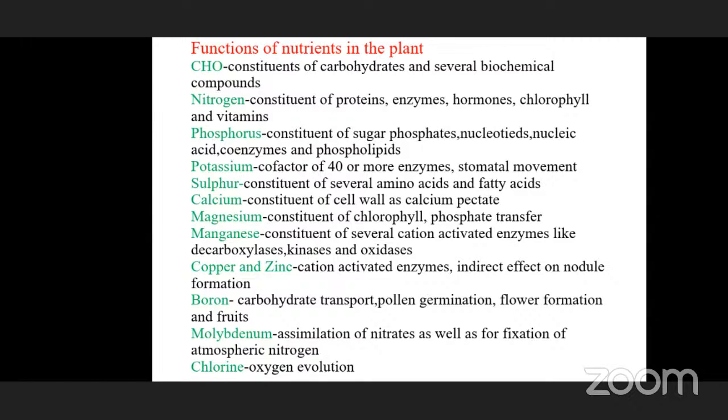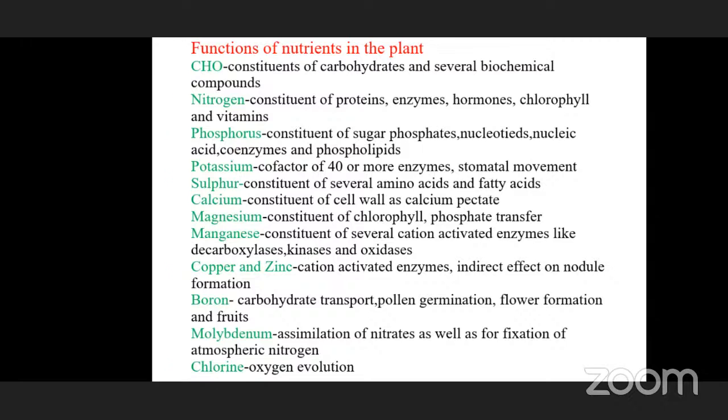Calcium helps in formation of the cell wall. It forms calcium pectate and helps in binding two membranes of the cell wall. And magnesium is the constituent of chlorophyll. It is also helpful in phosphate transfer. If magnesium is present, then phosphate is also being transferred, so they both are related.